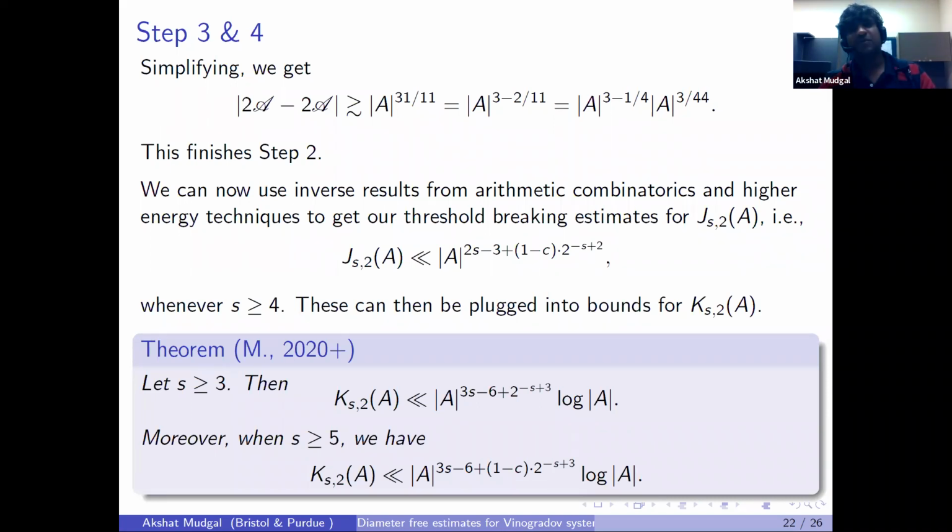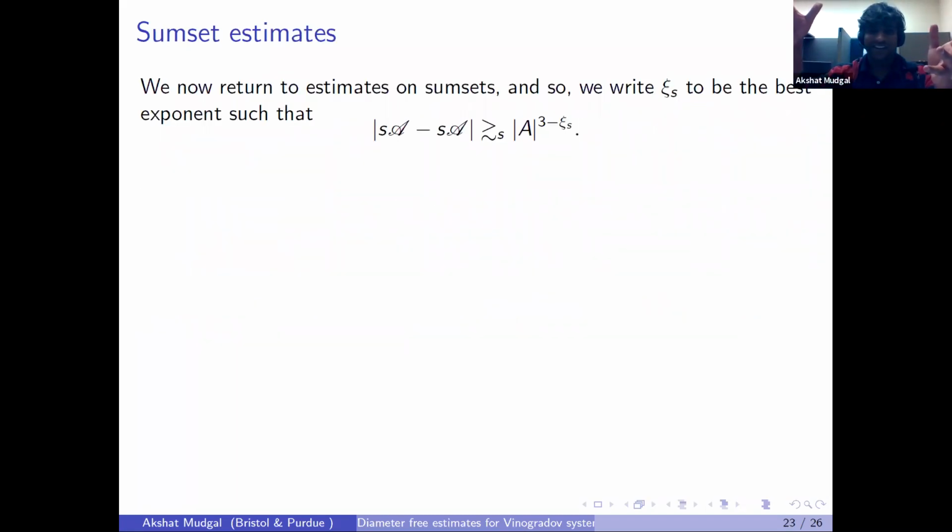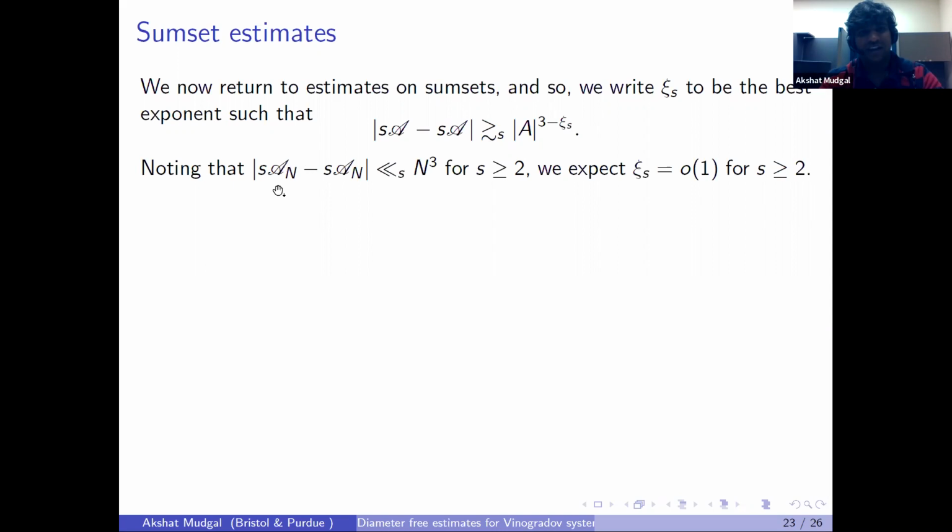And to give a quick summary of the paper again, I'm going to try to compress it all in the form of sumset estimates. So we return to sumset estimates. And for any s, we write Z of s to be the best exponent that we can get for this inequality. Just to remind you, if I put A to be the first 10 integers, this is always bounded by n cubed. So when s is greater than or equal to 2, we really want Z_s to be little o of 1. We want it to be as small as we can get it to be. And we really expect Z_s to be little o of 1 anyway.